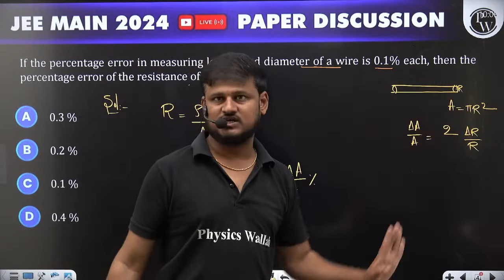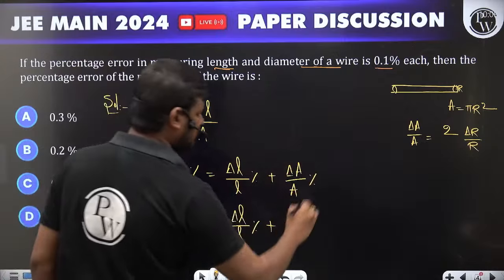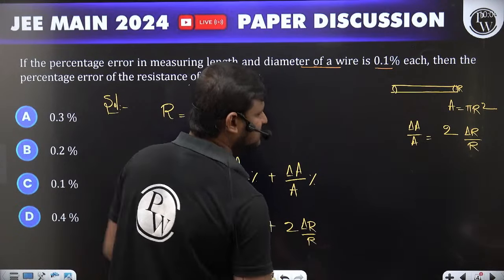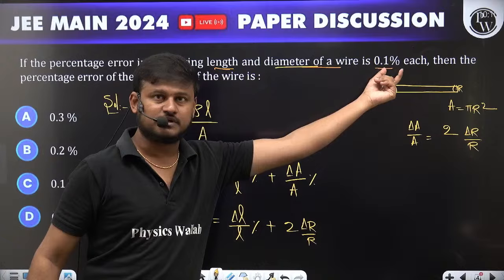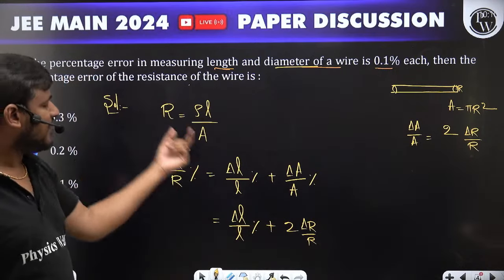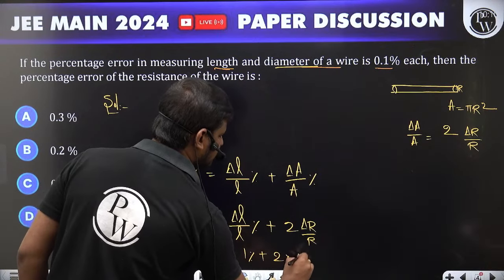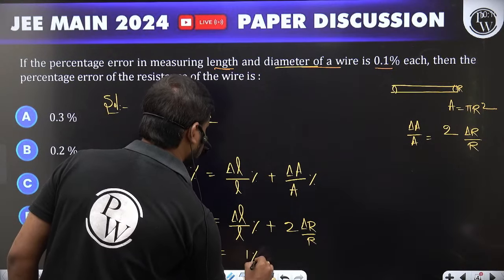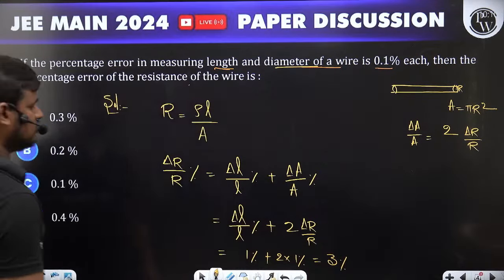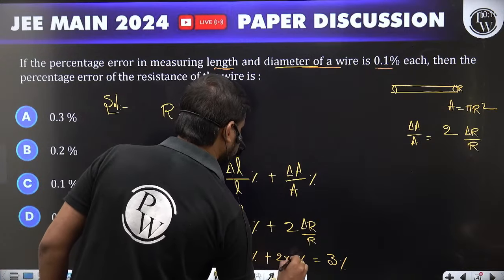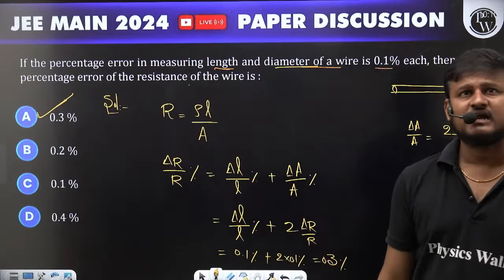However, pi is a constant, right? So that I am writing here, delta L by L percentage plus delta A by A, in place of that I can write 2 delta R by R. What is this R? It's a radius. But here they gave diameter, so if the diameter decreases by 0.1%, obviously the radius also will have an error of 0.1%, right? So then this is 0.1% plus 2 into 0.1%. So this becomes 0.3%. So option A is the correct one, guys. Done.